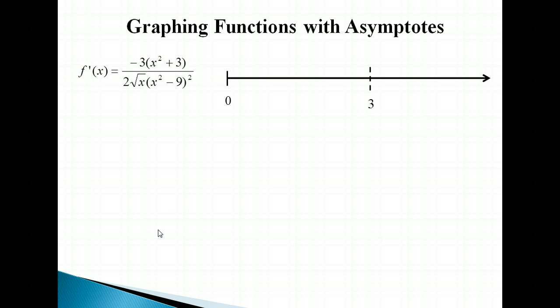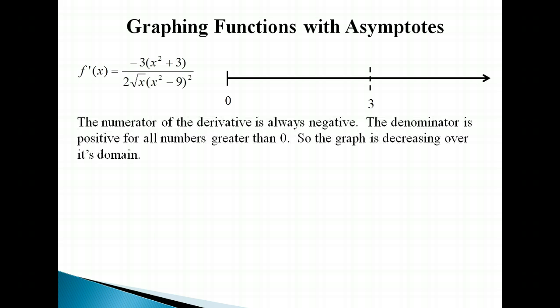So our critical points are at 0 and 3. Now, if you look at your first derivative, the numerator is always going to be a negative number. Again, this is always going to be a positive times a negative, so we get a negative. The denominator is going to be positive for any numbers that are greater than 0. This is a square, so that's positive. This is the square root of a positive number, or 0, so it's going to be positive. And we have a negative divided by a positive. So it's always going to be decreasing on these intervals.